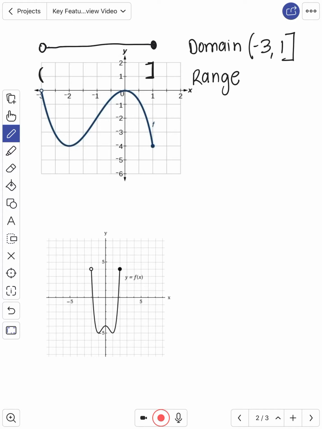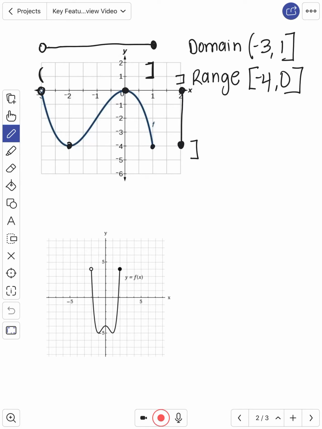My range in this particular problem, I have a point here and a point here. So I do have a value at -4. That is a bracket. And it's going up to, now I have an open point here, but I do have the value 0 that's closed here. So that's still going to be a closed point. As long as I can find a closed point, it's still closed with another bracket. So this is going to be from -4 to 0.